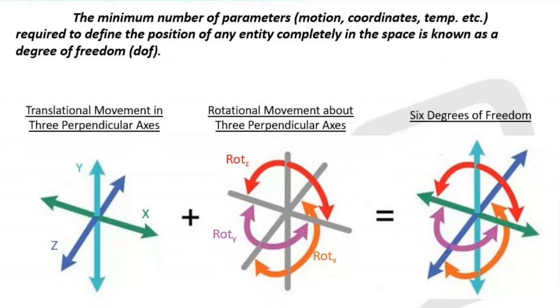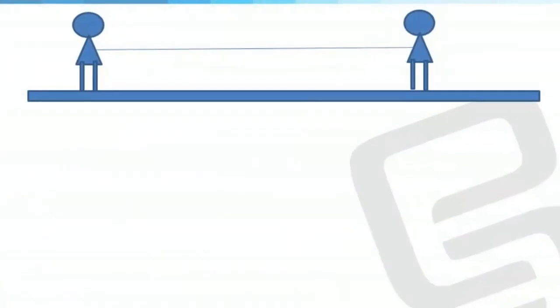In CAE world, there are total 6 degrees of freedom, that is 3 translational degrees of freedom and 3 rotational degrees of freedom. So you can fix a model in total 6 degrees of freedom. Let's take an example to understand how this degree of freedom concept works.